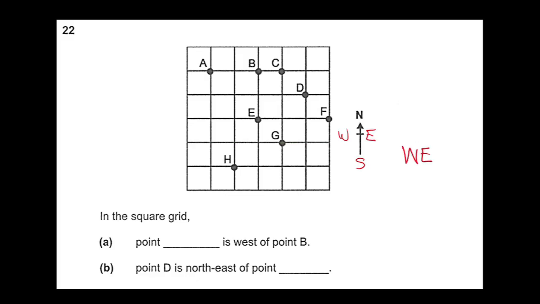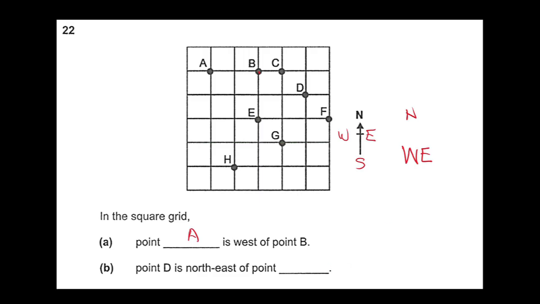If your kid does not know how to remember, it's very easy: just remember "we". When you're facing the north, the west is on the left and the east is on the right. Point what is on the west of B? This is B, so on the west of B is A. So point A is on the west of B.